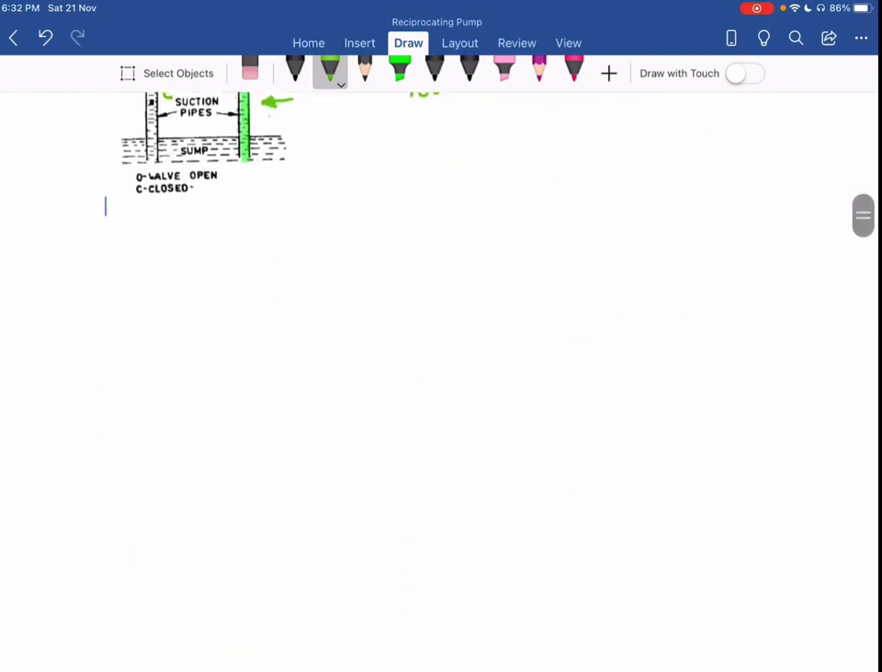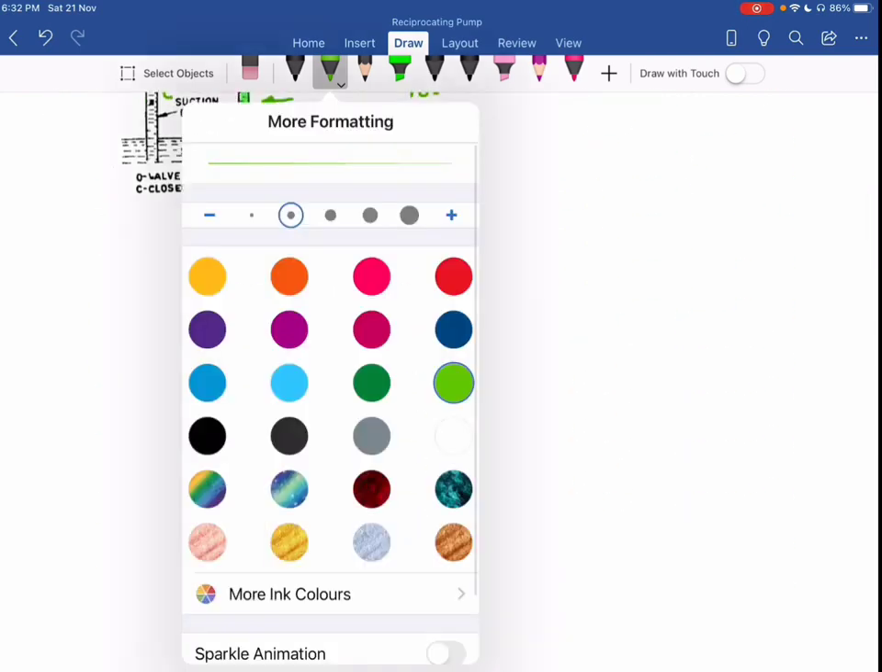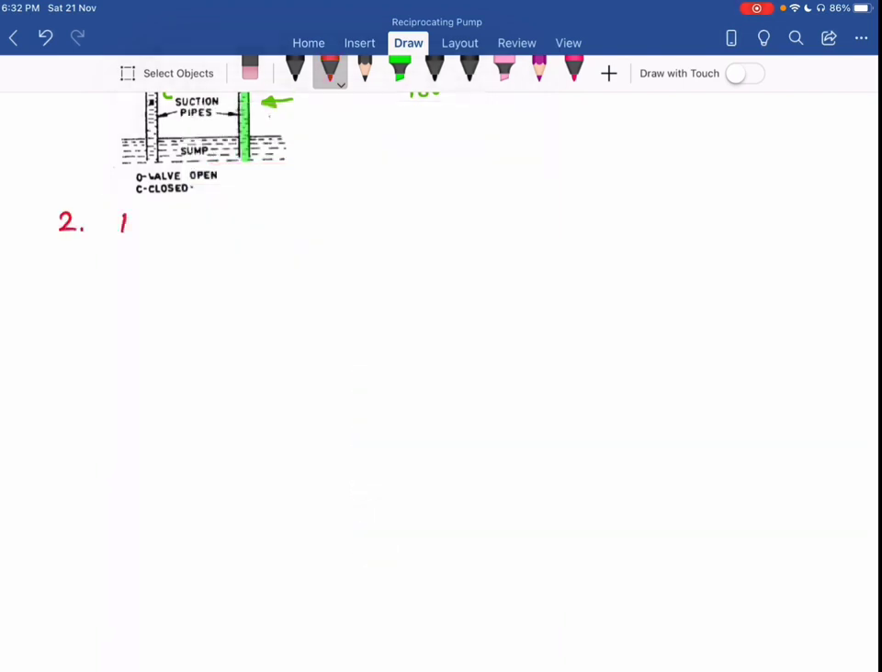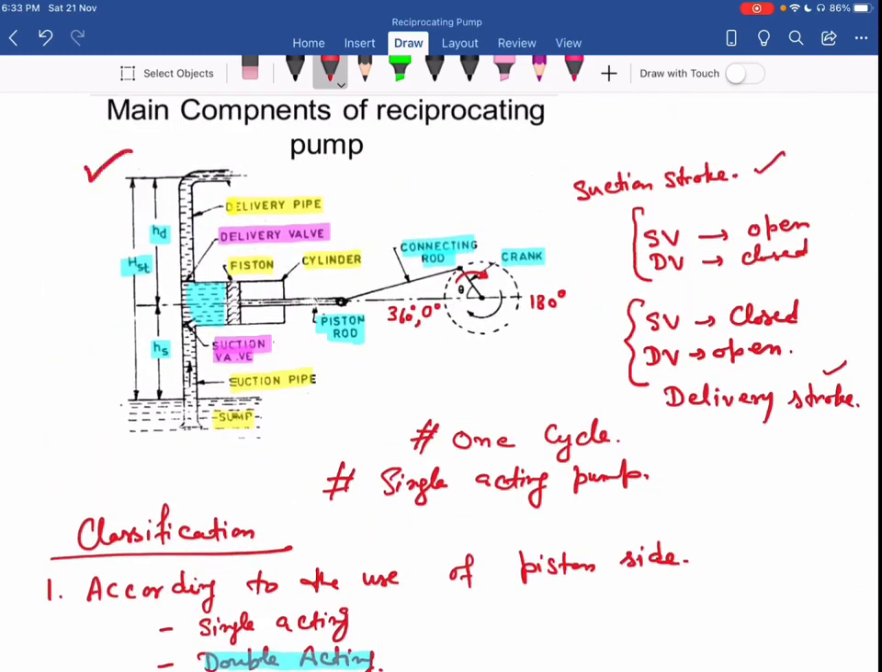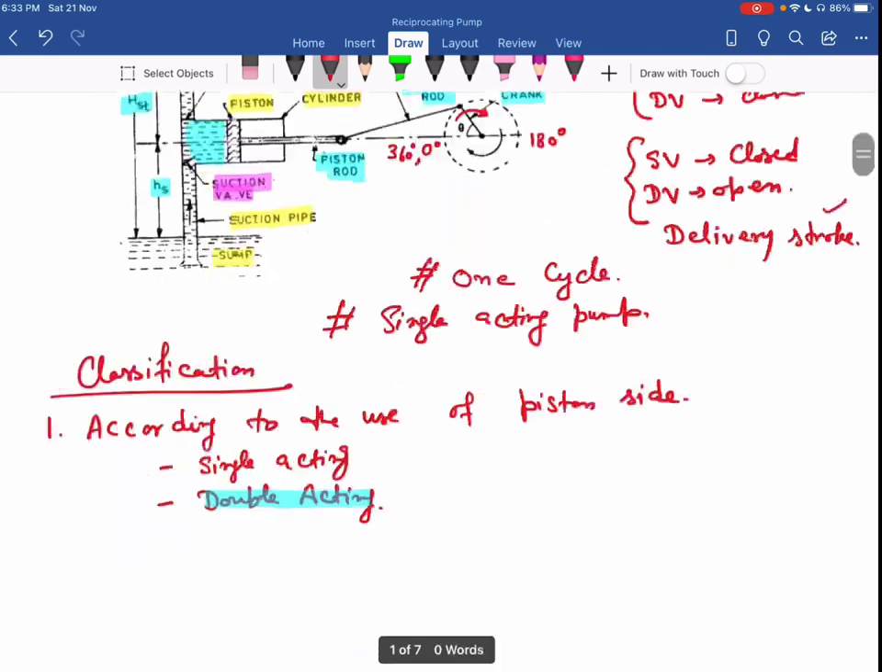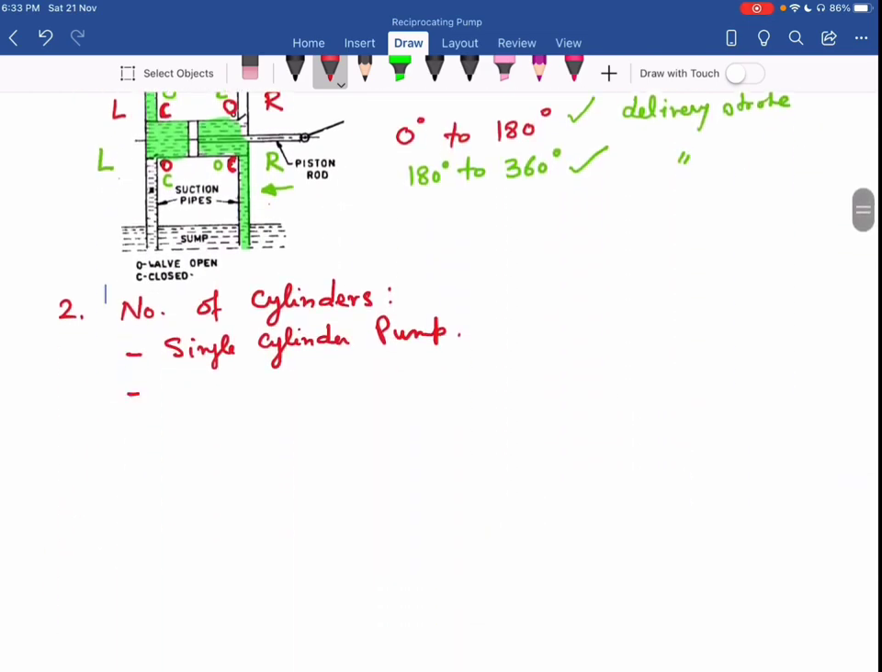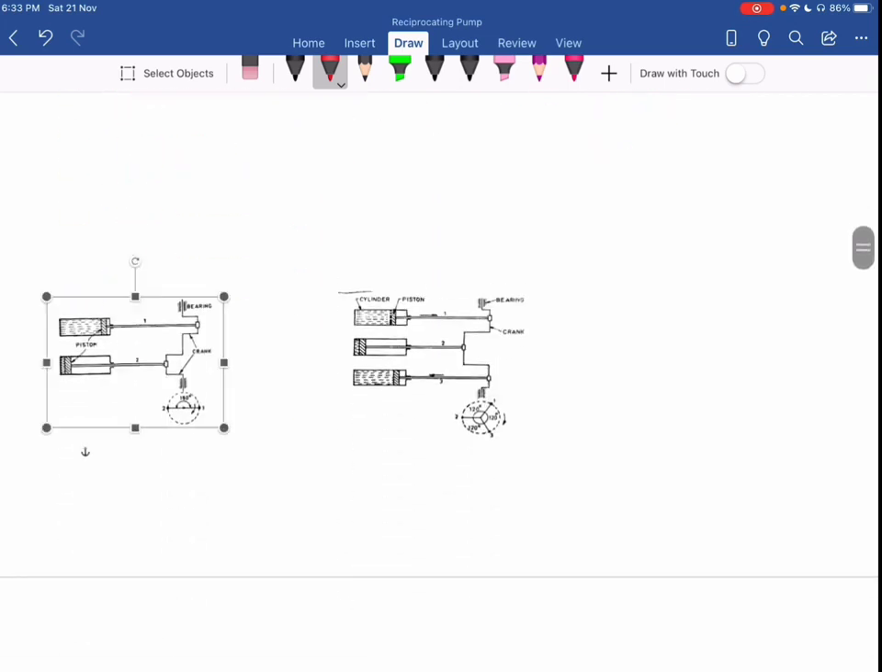The next classification is on the basis of number of cylinders. So according to this, I have single cylinder pump, that you can see over here. So this is my single cylinder pump. Okay. The second one is the double cylinder pump. So for double cylinder, you can see this diagram.